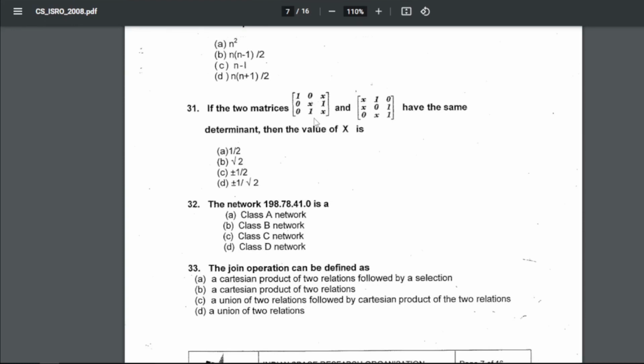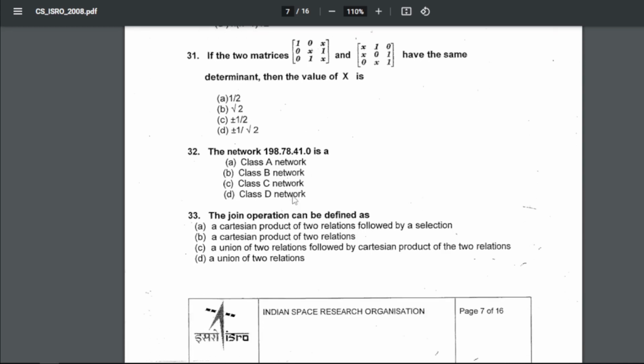Next is, if the two matrices, this one and this one, have the same determinant, then the value of x is what? So for 31, again friend, I would like to give you this for your assignment. Just pause the video, solve the question, comment the answer below, and I'll give the answer at last, right? So till then, let's move forward.